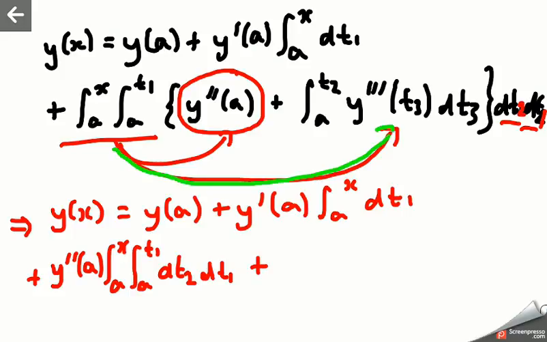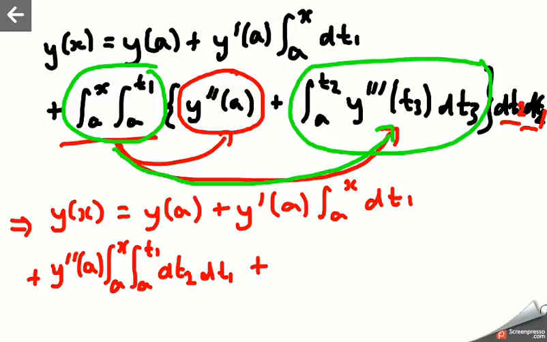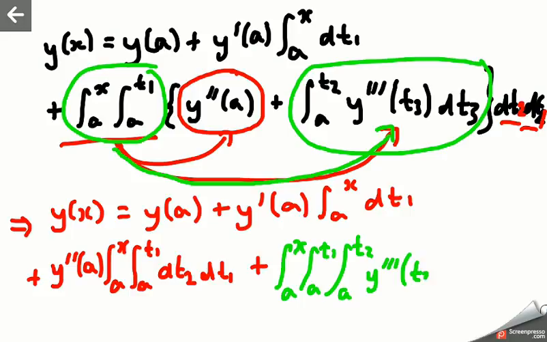Okay, so finally, plus, now we expand over this part here. We take these two integral signs and this part. And what do we get? We get the integral from a to x, the integral from a to t1, hope I don't run out of room, integral from a to t2 of y prime prime prime of t3 dt3 dt2 dt1.